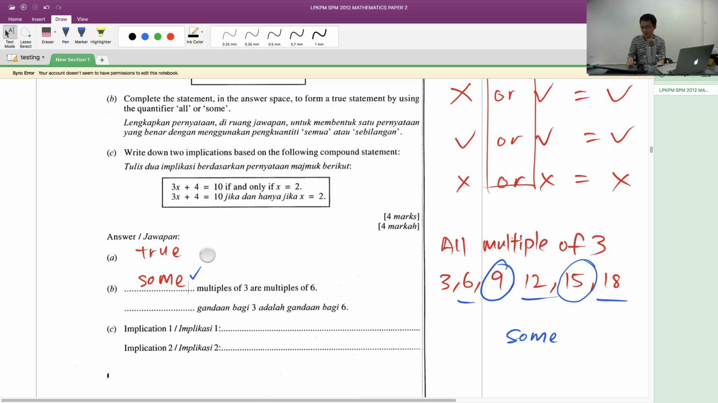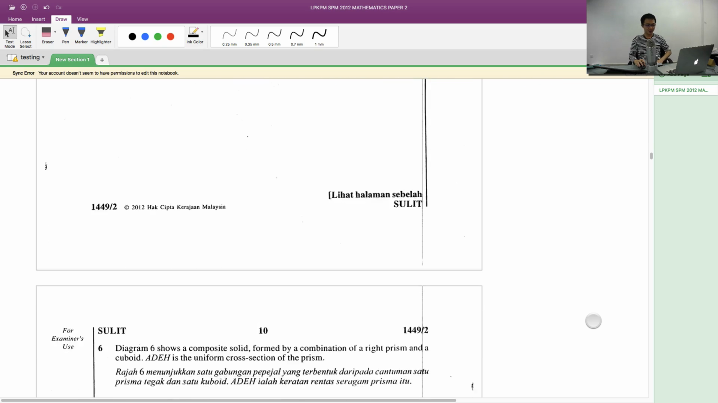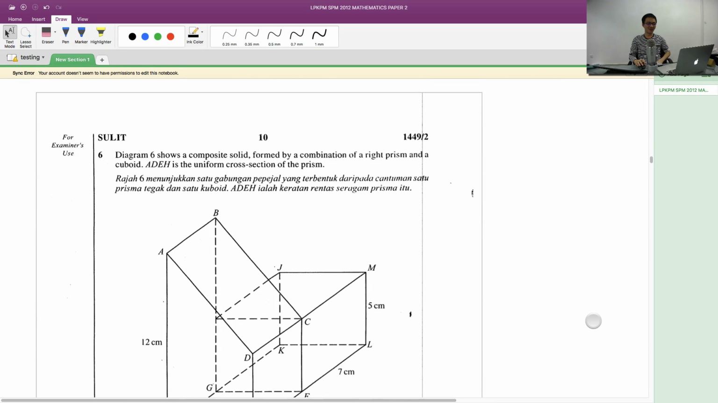Then write down the two implications based on the following compound statement. 'If and only if' is a sort of bonus mark. So the first one, I will write 'if', and then first sentence. If 3x plus 4 equals to 10, then x equals to 2. Just copy. Second one, you change the behind statement to the front. If x equals to 2, then 3x plus 4 equals to 10. That's all. This 4 mark is considered bonus mark also, and it's very easy. If you have any question, please stop me. If not, I will keep on scoring.